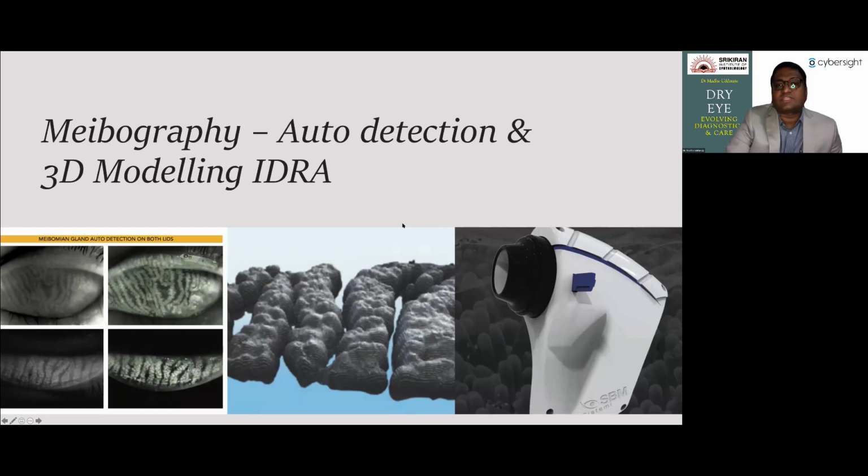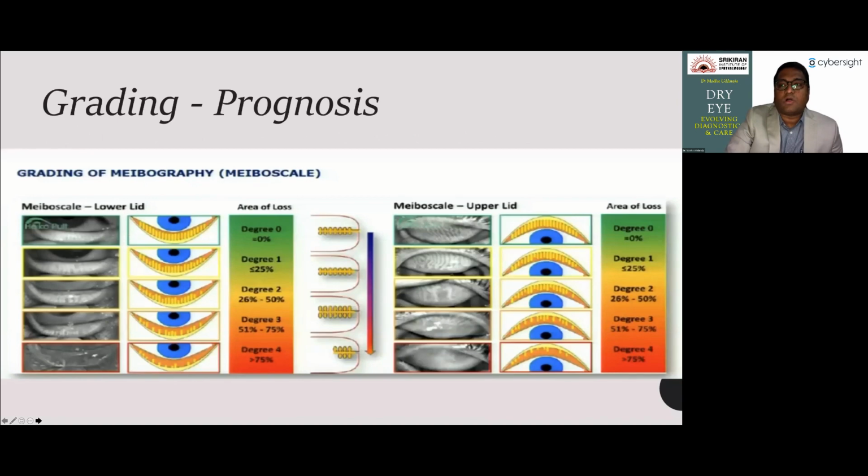So the next model is auto detection and 3D modeling that is available from SBM Hydra, where you can see in this image that it has actually 3D modeled the entire meibomian glands in this area. It auto detects them and then creates a 3D model for you to know exactly where the cell loss is. And whatever meibographer you use, you can use this meibo scale to see the degree of loss. Depending upon the area of dropout, it becomes degree 0 to degree 4, starting from 0, 0 to 25, 25 to 50, 50 to 75, and more than 75.